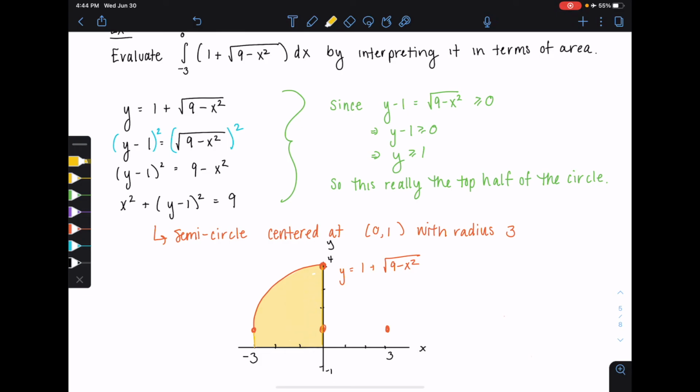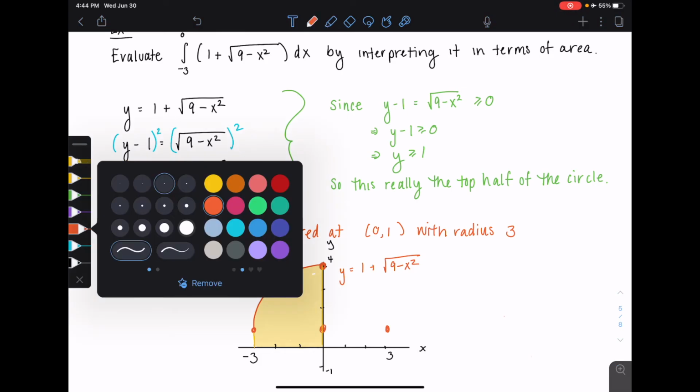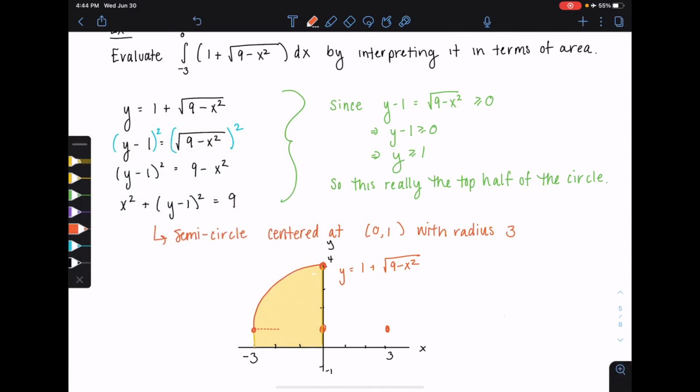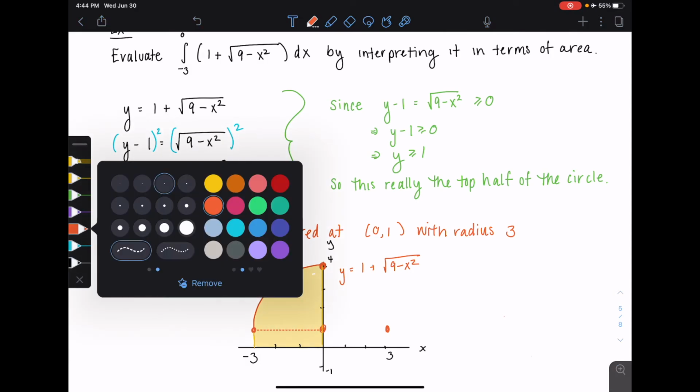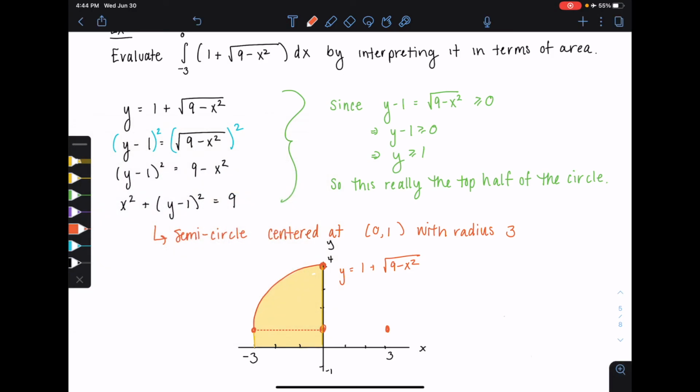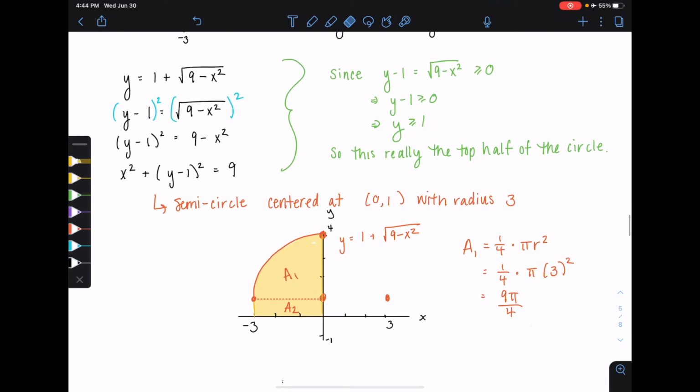In terms of geometry, you can split this up. So if we dissect it, this is really going to be a quarter of a circle. So this top piece we can call A1. This bottom piece we can call A2. A1 is a quarter of a circle. So the area of A1 is 1/4 pi r squared. Well, my radius is 3, so this is 1/4 pi times 9. The area of that quarter circle is 9 pi over 4.